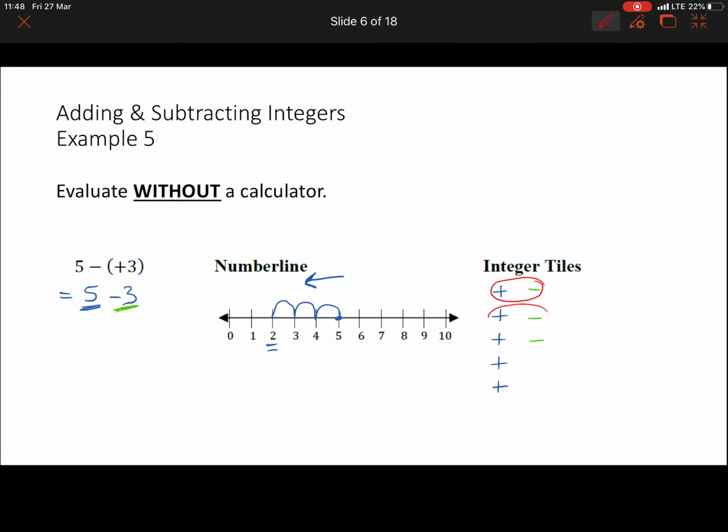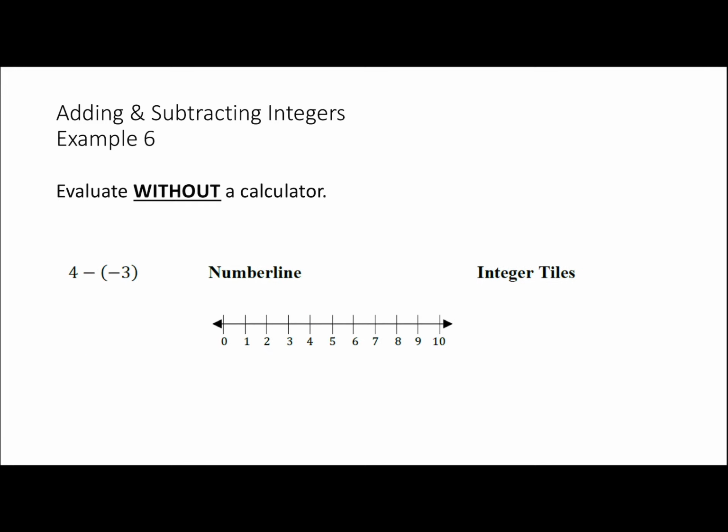Our positives and negatives cancel each other out, leaving us with 2 positives. Both methods give us an answer of 2. Example 6.